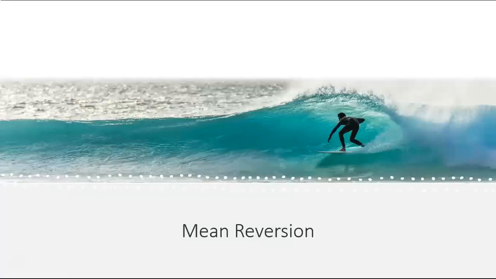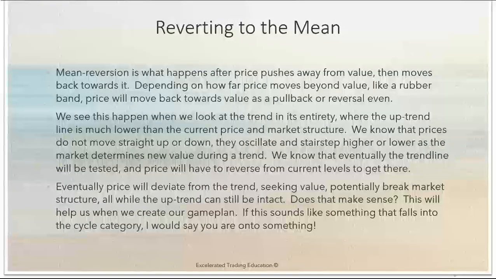Mean reversion. Reverting to the mean. So mean reversion is what happens after price pushes away from value, then moves back towards it. Depending on how far price moves beyond value, like a rubber band, price will move back towards value as a pullback or even a reversal. That's the way that I like to think about it, like a rubber band.